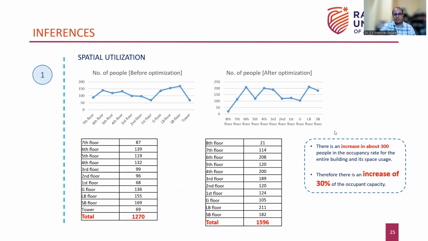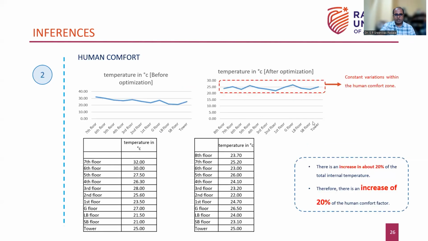So what is the end result? If you optimize the building volumes instead of 2D layouts, I have found an increase in space utilization of 30%. So the number of people who can occupy this building increased by 30%. Similarly, human comfort also increased by 20%.